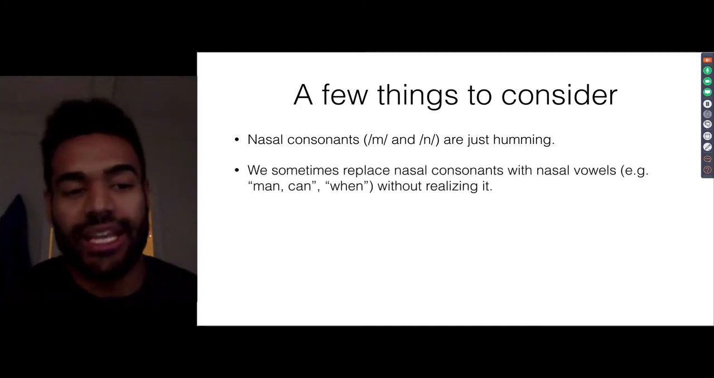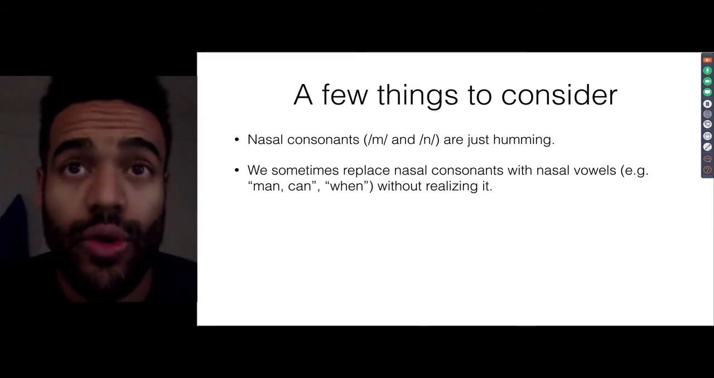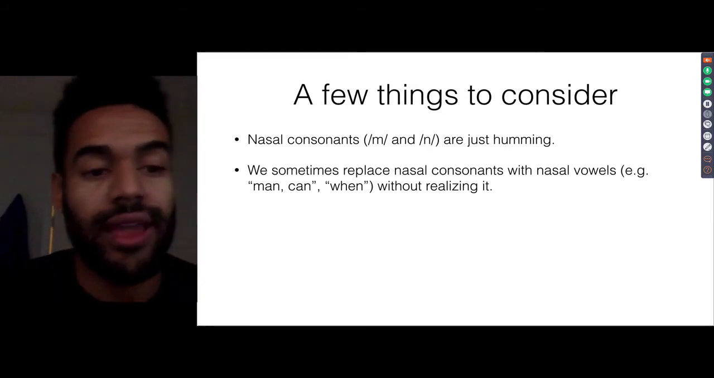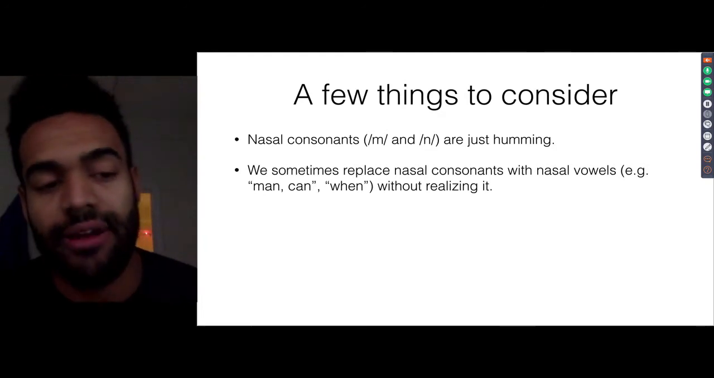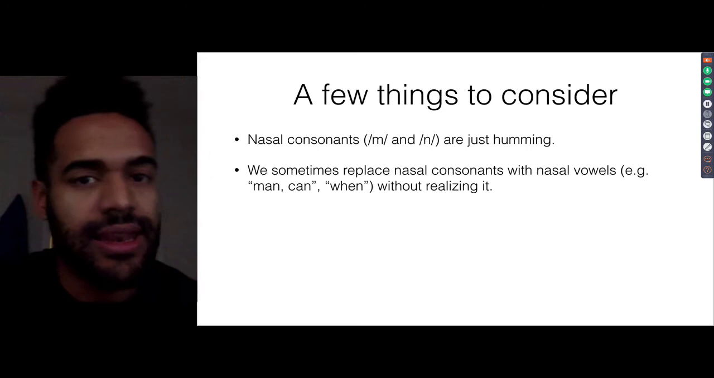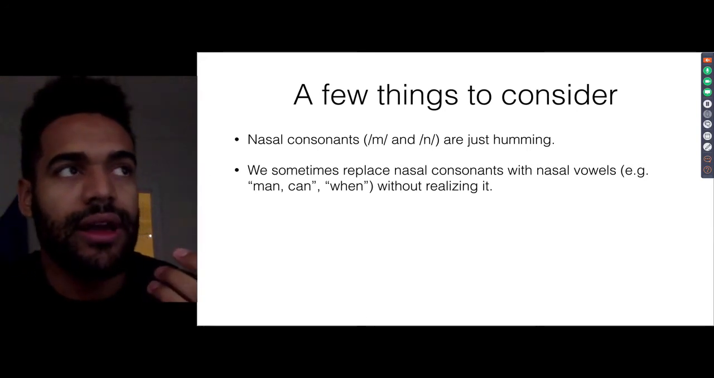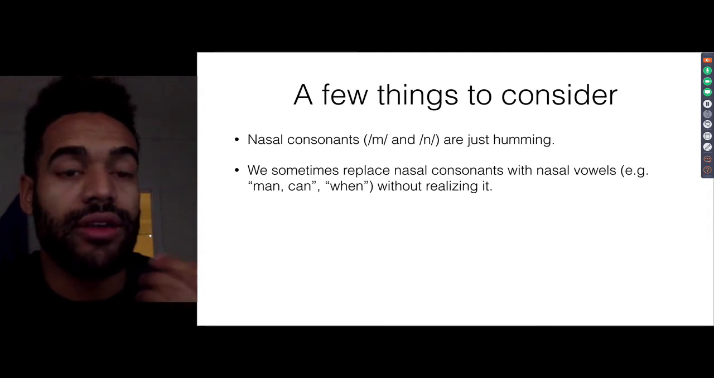Now, in English and other languages as well, we sometimes replace nasal consonants with nasal vowels. For example, I can say man, right? I say man can, and I say m, a, n. But try saying the word man without using your tongue at all.